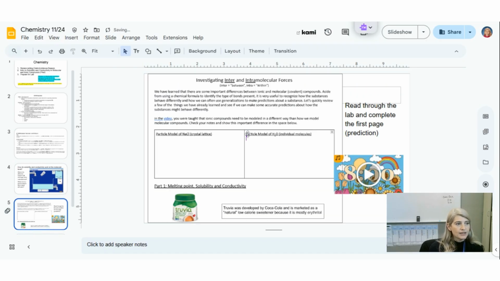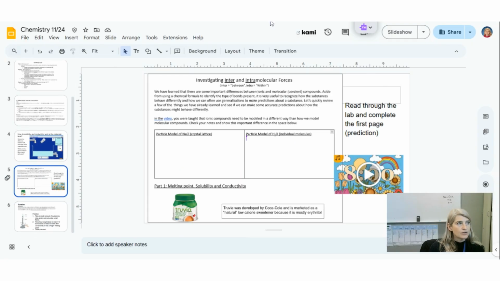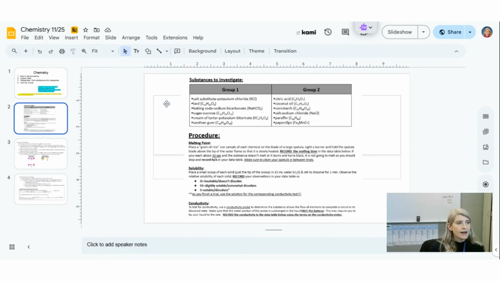And then our lab, we introduced our lab and this idea of, okay, if we have an unknown substance and we're testing it, we could potentially identify what kind of bonding is in that substance based on its properties. And so the properties we looked at are here in the lab. I'll go ahead and switch to that tab here for our lab.